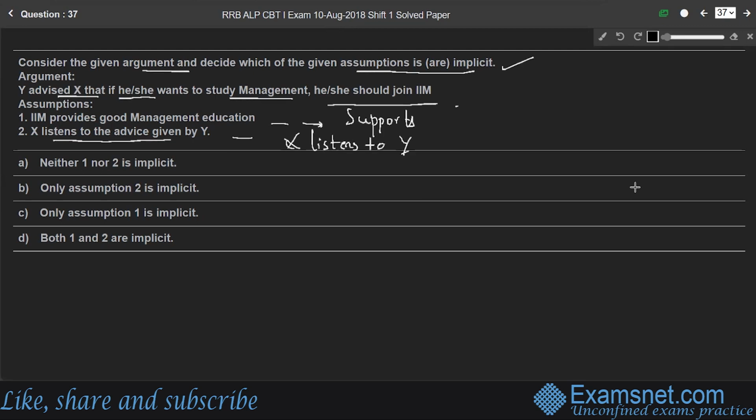Therefore, assumption 2 also supports the argument. Because Y is advising X, we can assume that X listens to Y. So both 1 and 2 are implicit. Option D is the right answer.